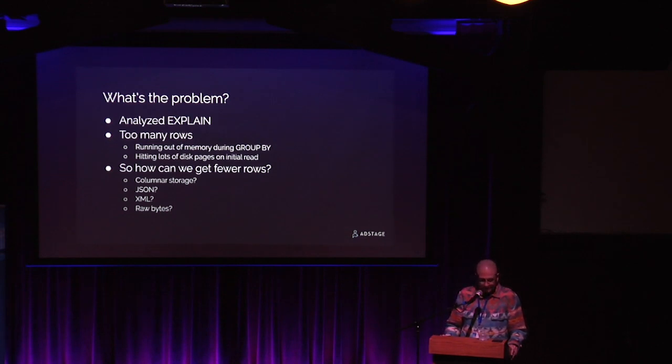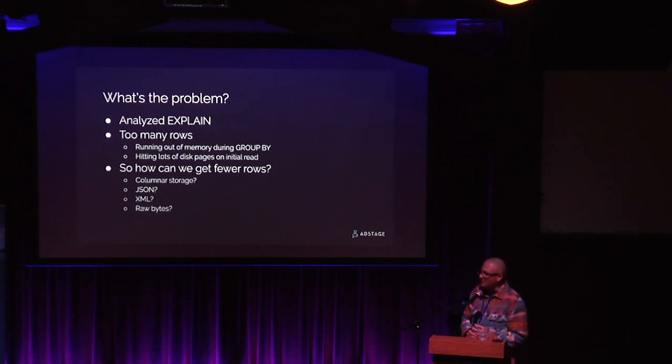Maybe I could use JSON, right? JSONB, we talked about that earlier. Maybe I could use XML, because I hate myself. Maybe I could just store raw bytes, and write a bunch of C functions to process it. I wasn't quite sure where this was going to lead, but I said, okay, let's start experimenting with this. What can I do that can get me fewer rows?